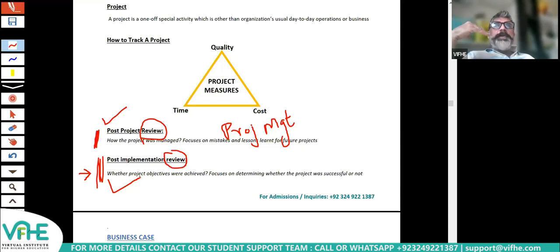So when we measure whether those objectives have been achieved or not, maybe it's 100% achieved, maybe it is partially achieved, maybe it's not achieved at all. So when we look at how much objective has been achieved in actuals, that review is called post-implementation review. Okay.